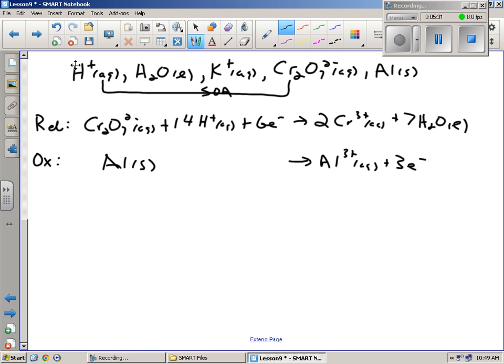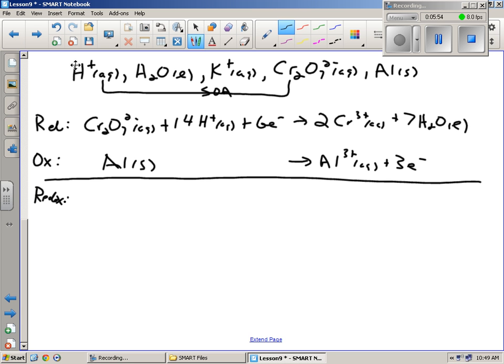Yeah, it did, right here. This and this, those two. Those two give me that, right? Top left. Those two are gaining the electrons, so that's my SOA. This one is losing the electrons, that's my SRA. We're going to add these up.